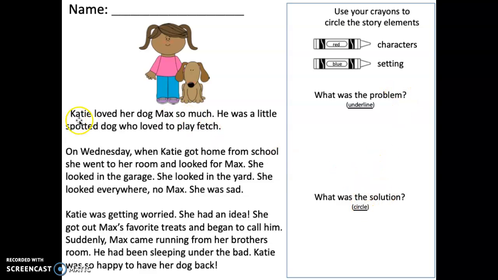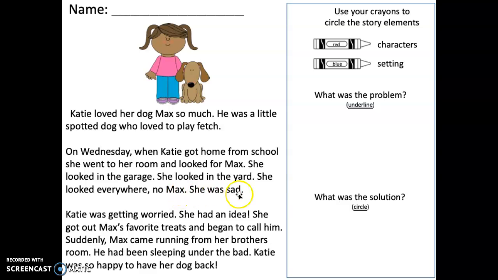Here we go. Katie loved her dog Max so much. He was a little spotted dog who loved to play fetch. On Wednesday, when Katie got home from school, she went to her room and looked for Max. She looked in the garage. She looked in the yard. She looked everywhere, but no Max.